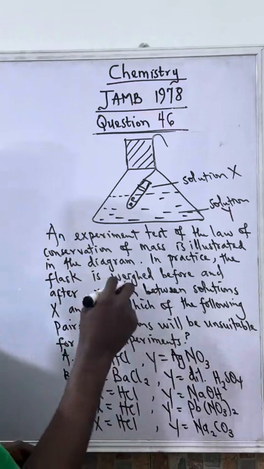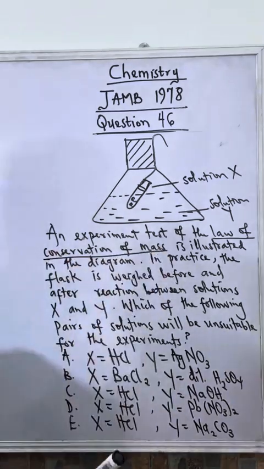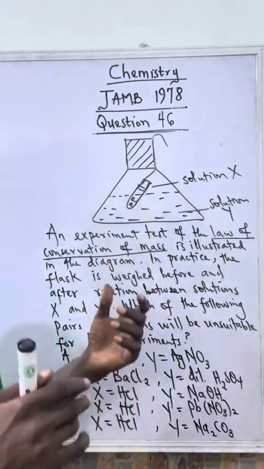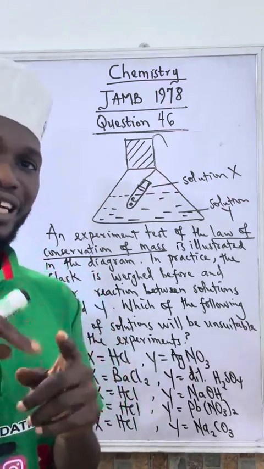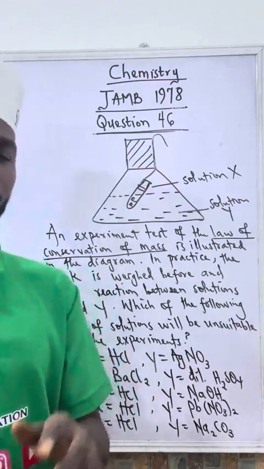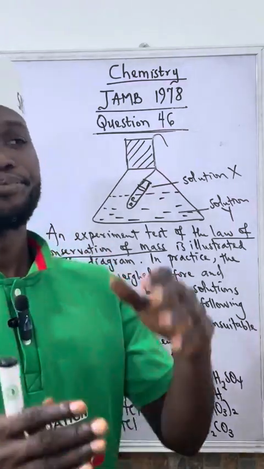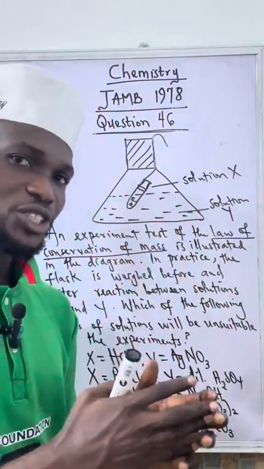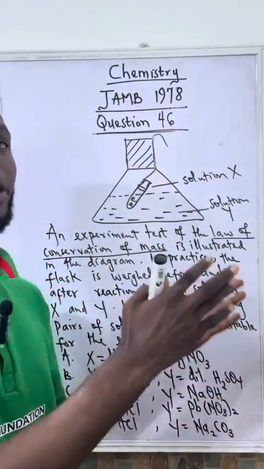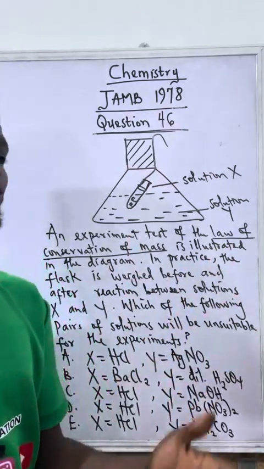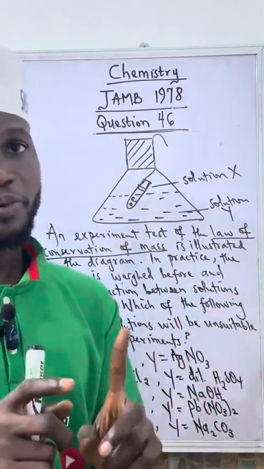First, the law of conservation of mass. The law of conservation of mass says that energy is neither created nor destroyed. Matter is neither created nor destroyed. What this is saying is that the total mass before reaction must also be equal to the total mass after reaction. That is, the total mass of the reactants must be equal to the total mass of the products in any chemical reaction or in any chemical experiment.